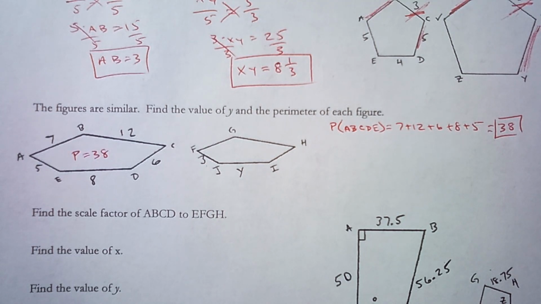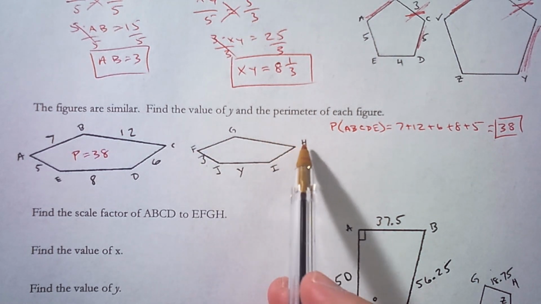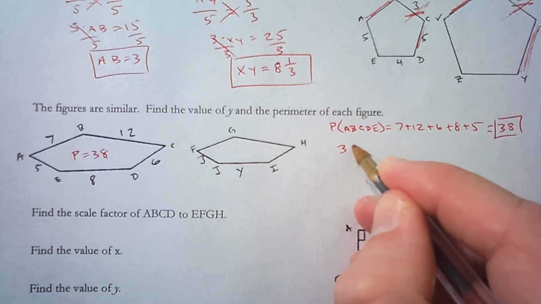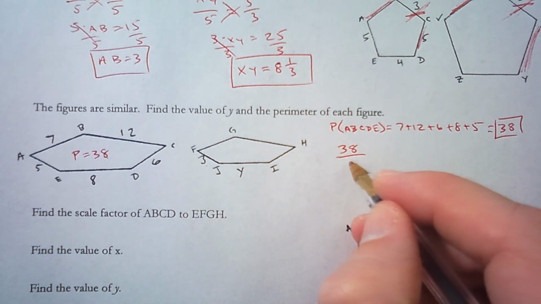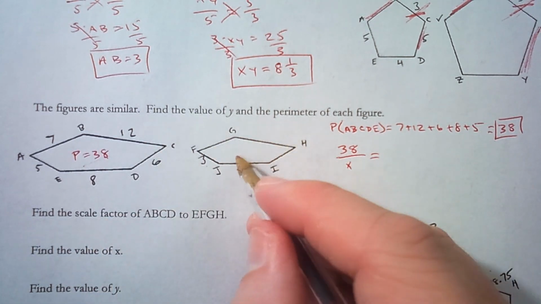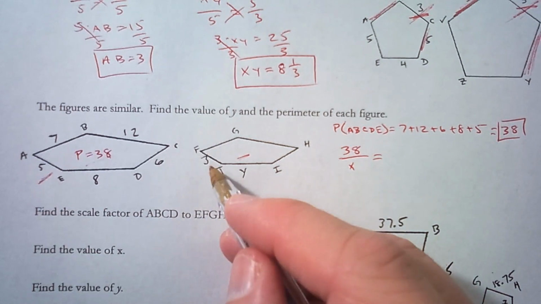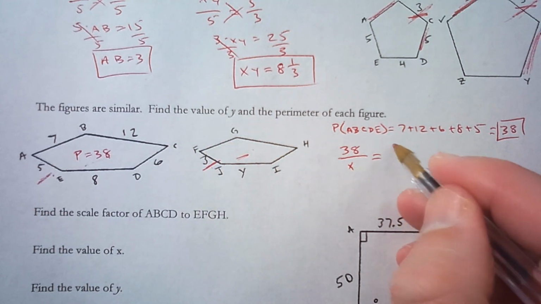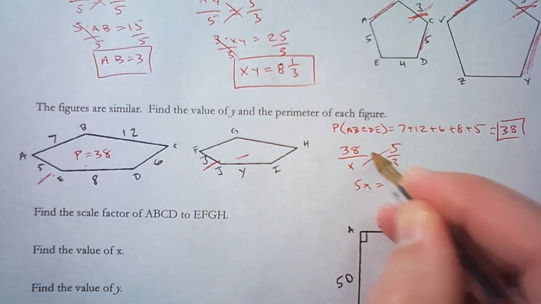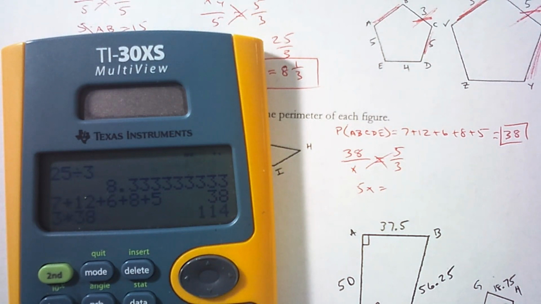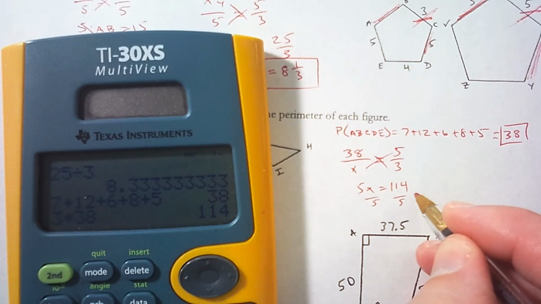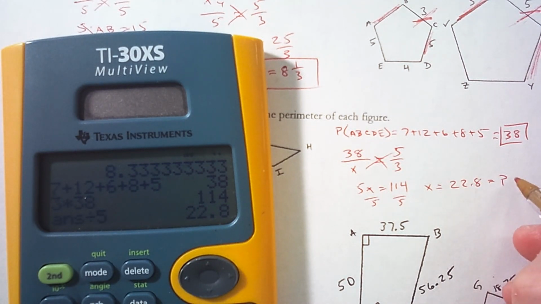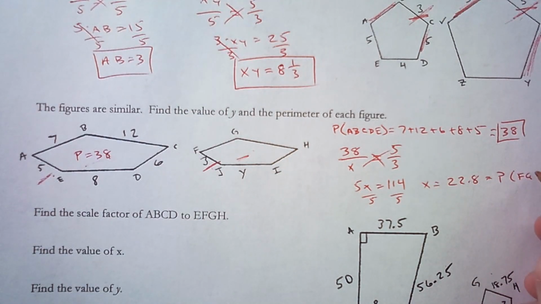Okay, now I can write a single proportion to help me find the perimeter of FGHIJ. Okay, so the perimeter of this figure is 38. So 38 is to the smaller perimeter, and I'll just call that x. So perimeter is to perimeter as 5 is to 3. Okay, so I can just match a pair of corresponding sides. So I have 5x equals 3 times 38, 114. And divide by 5. And that is 22.8. So that is the perimeter of FGHIJ.